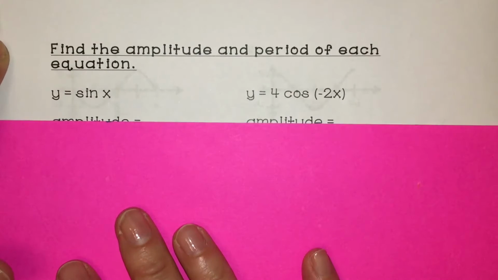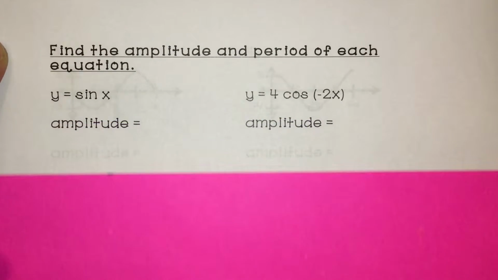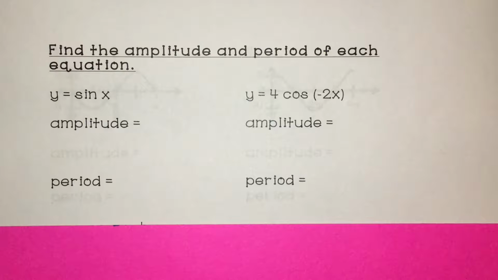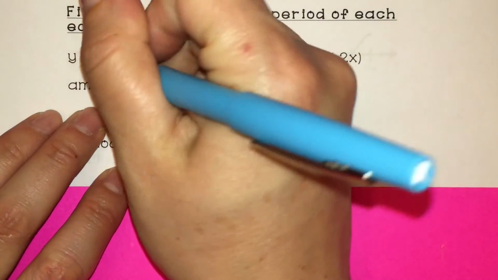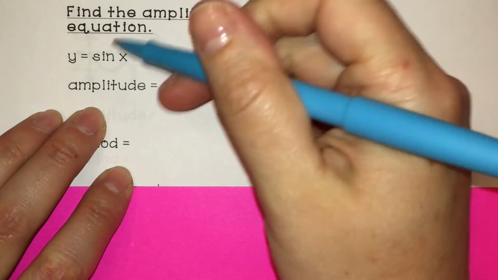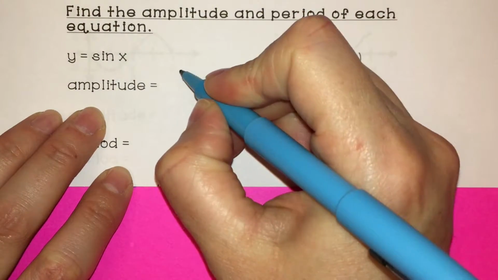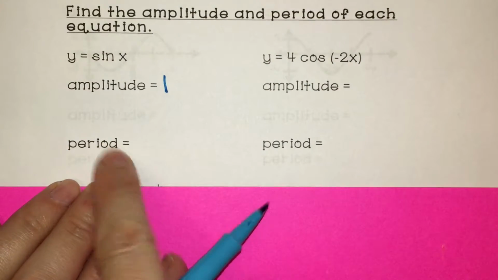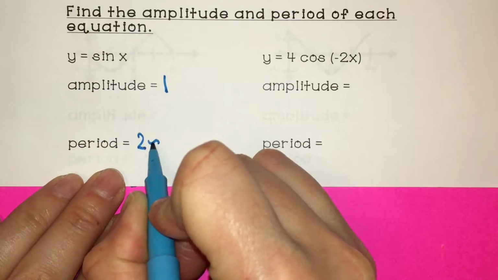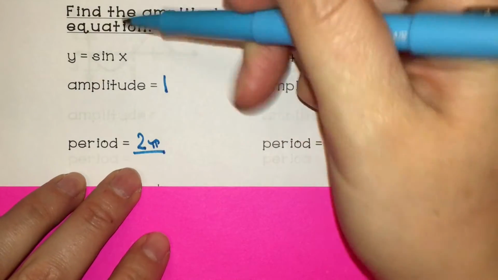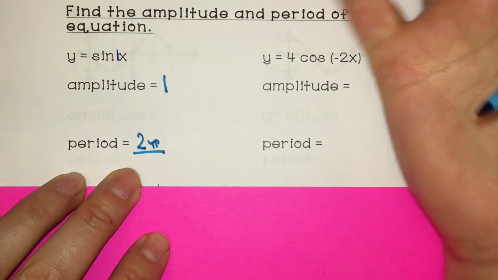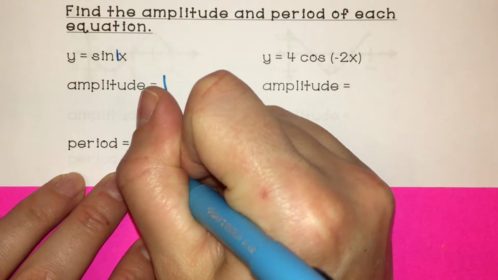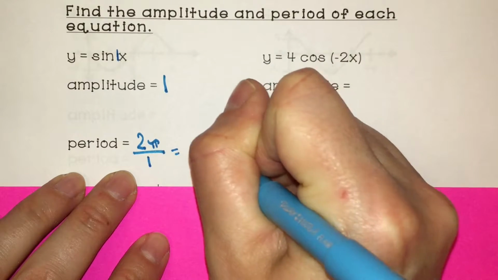First, we're going to find the amplitude and the period of each equation. So y equals sine x. This one's pretty easy. Amplitude is the absolute value of a, and a is the number in front of sine, which in this case is 1. The absolute value of 1 is 1. Period is 2 pi over the absolute value of b. b is the number multiplied by x. It'd be 1x. So the absolute value of 1 is 1, and the period is just 2 pi.